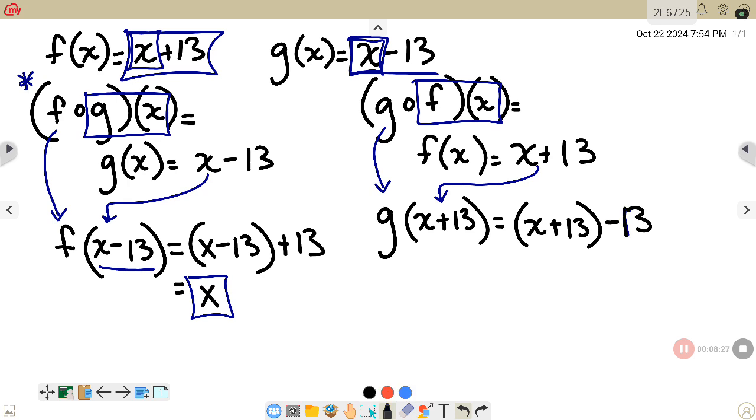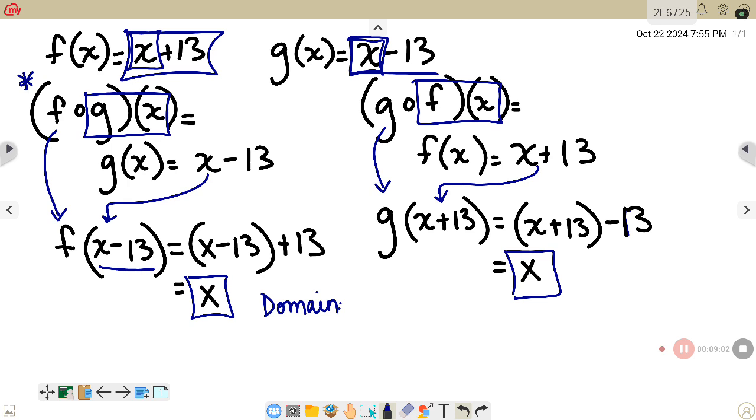And again, that plus 13 and minus 13 cancel, so you're just left with x. Now, you're also going to be asked to find the domain of each of these. So remember, when you're talking about domain, you want to find restrictions, which for the most part, the restrictions that we have been dealing with come in the denominators of fractions because your denominator cannot equal 0.